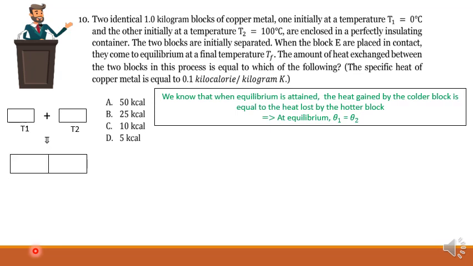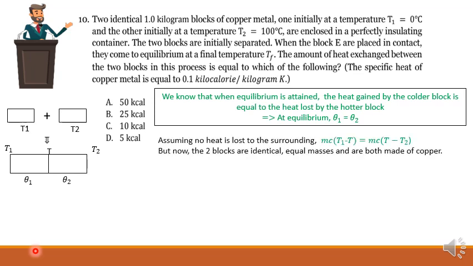Now, this is what we have finally. When the two blocks are brought together, we have T1 at this end, an intermediate temperature T that we are going to attain, which is called the equilibrium temperature, and T2, which is 100 degrees Celsius. And then at equilibrium, we are going to have these two temperatures to be the same, theta 1 and theta 2.